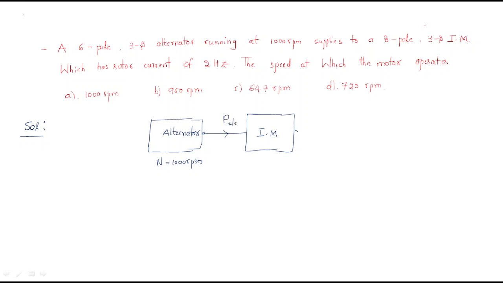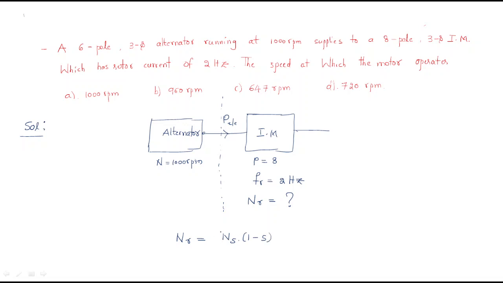And he has given the rotor values also, rotor currents. For the induction motor, he has given that it has 8 poles. And just to divide both the machines separately, he has given the rotor frequency, that is 2 Hz. And the question is to find out the rotor speed. So in order to find out the rotor speed, what is the formula? First, rotor speed, Nr equal to Ns into (1 minus s).